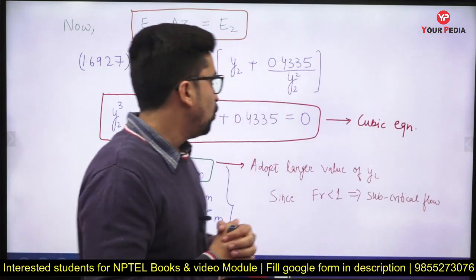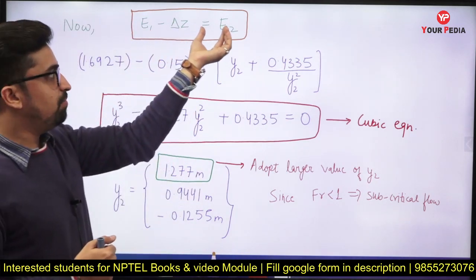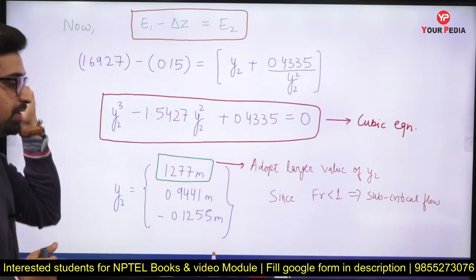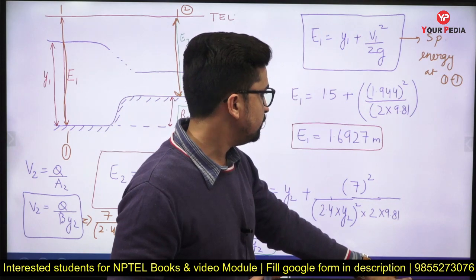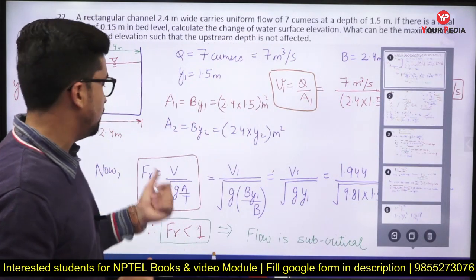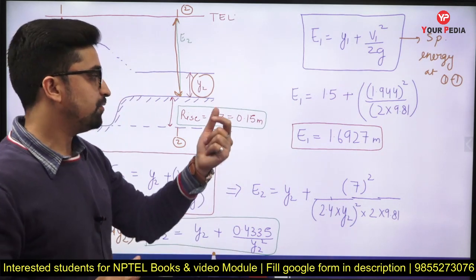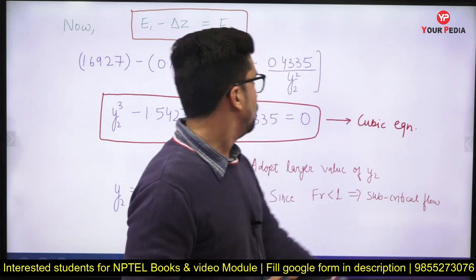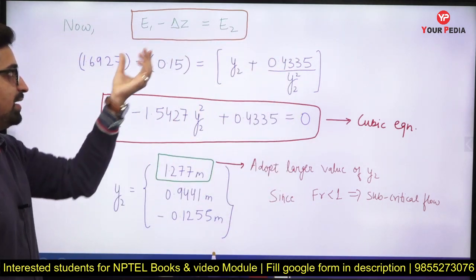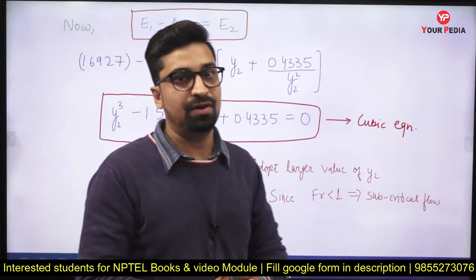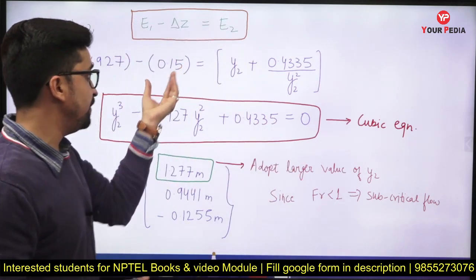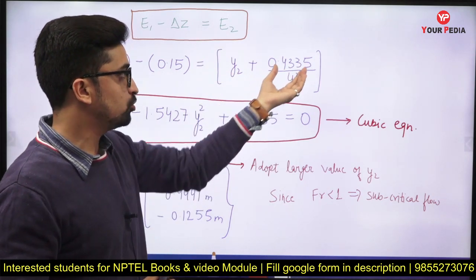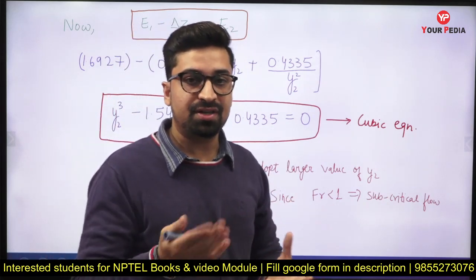So we can say that E1 minus delta Z will be equal to E2, and we know the value of E1 as 1.6927 meters, which we have solved earlier. So 1.6927 minus delta Z, which is the rise in the bed level or the hump, given as 0.15 meters, will be equal to Y2 plus 0.4335 divided by Y2 square, which is the specific energy at section 22.